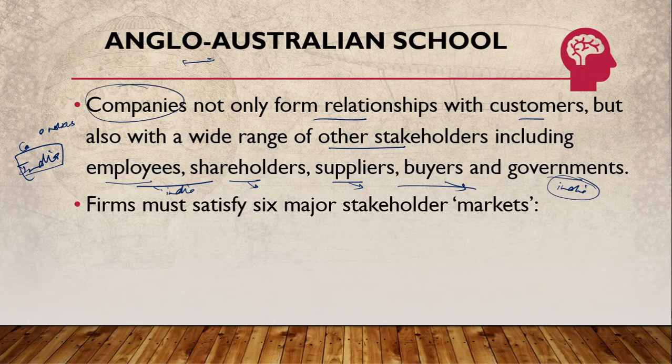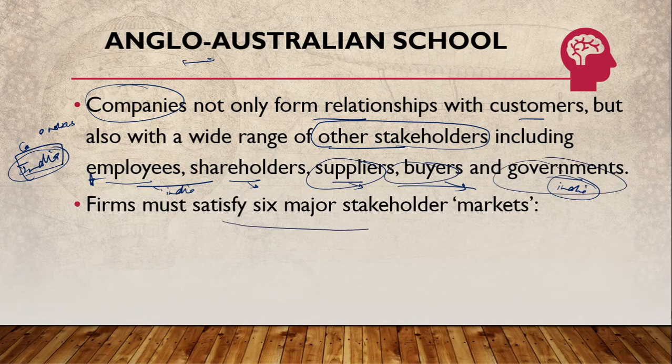So companies should not only focus on the end customer, but rather they should also see the other stakeholders that are associated with the end customer, like employees, the shareholders, the suppliers, buyers, and the governments. So what it says is you have to always satisfy these six major stakeholder markets.